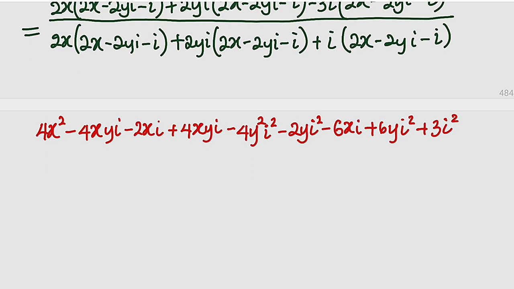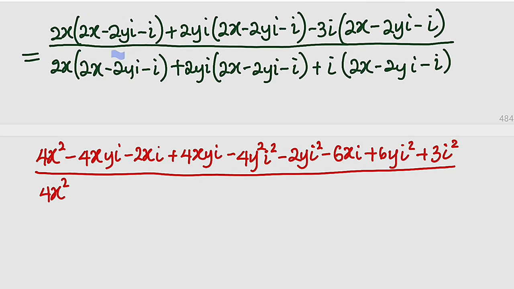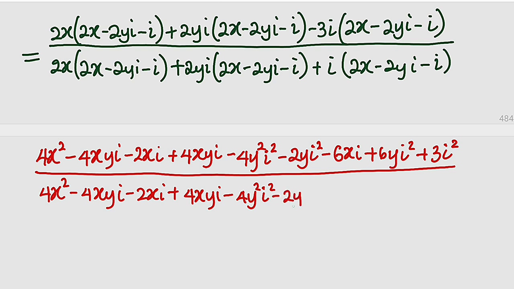Then coming to the bottom, we have 2x times 2x, that will give us 4x squared. I think the first six expansions will be the same, because you can see almost everything is the same from this position. So we can just copy that. The only difference is the last three terms. So let's copy the first six terms: minus 4xyi, minus 2xi, plus 4xyi, minus 4y squared i squared, then minus 2yi squared. These are the first six terms.